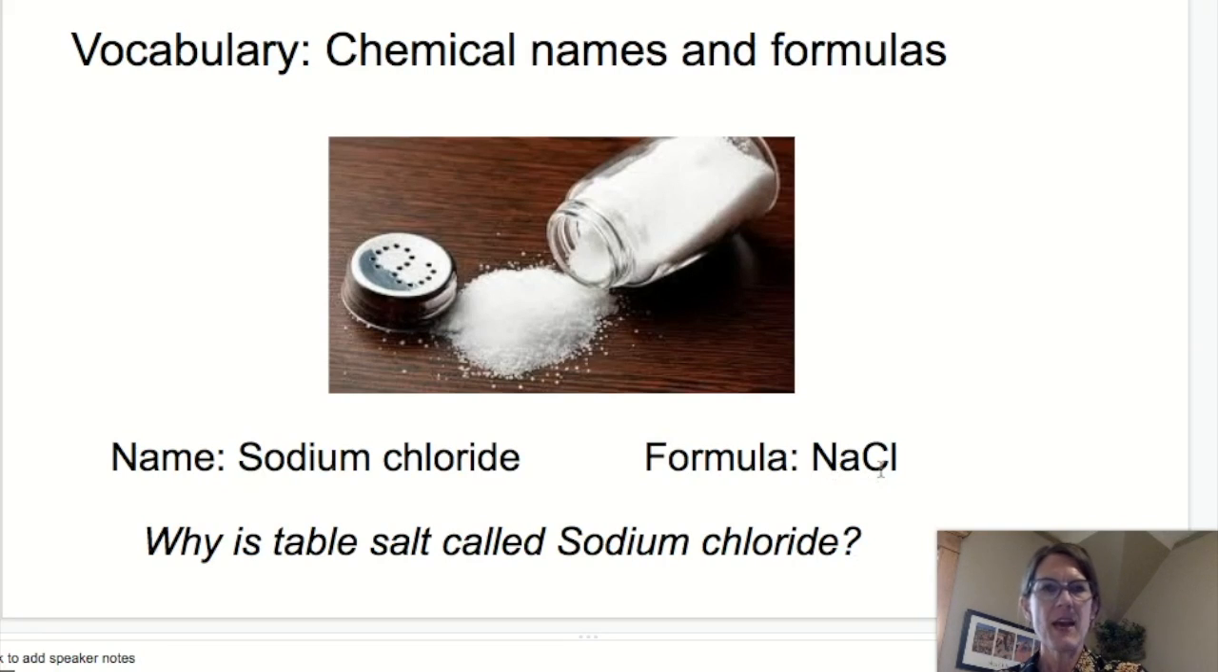And remember, 2 capital letters means this is a compound. It's something bonded, 2 elements bonded. And this is table salt. So table salt is called sodium chloride, and the formula is capital Na, capital Cl. Why is it called sodium chloride?